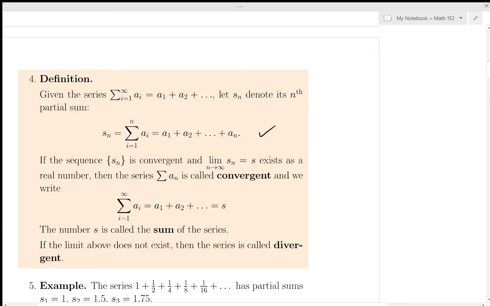Now, if the sequence is convergent, so that means the list of numbers becomes equal to something. Okay, so we have the sequence list of numbers and it converges to something. And the limit as n goes to infinity of the partial sum exists as a number, then we call this series convergent, and we write that this infinite sum is indeed equal to that number s. That is called the sum of the series. If the limit does not exist, then the series is called divergent.